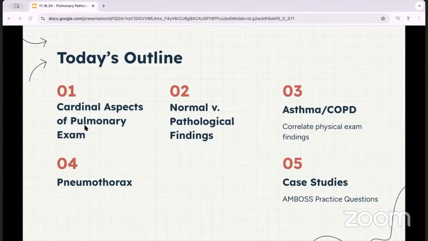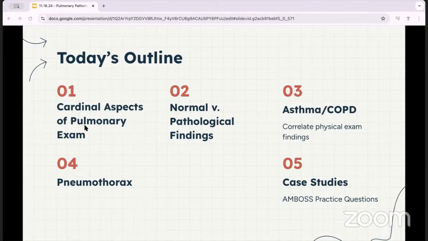Then we'll talk about what's normal and then what's pathological or abnormal findings because we don't know what is abnormal without knowing what is normal first. And then we'll talk about three diseases: asthma, COPD, pneumothorax, and also pleural effusions. And then we'll apply it all in a couple of case studies using AMBOSS practice questions.